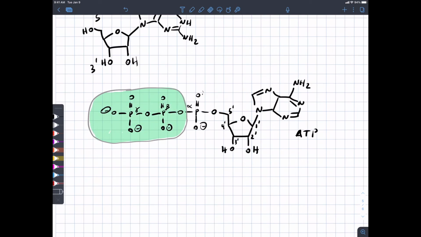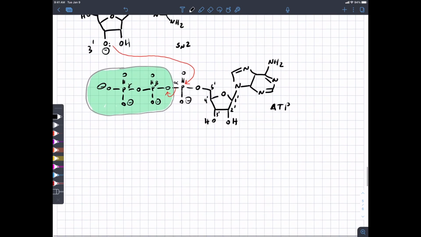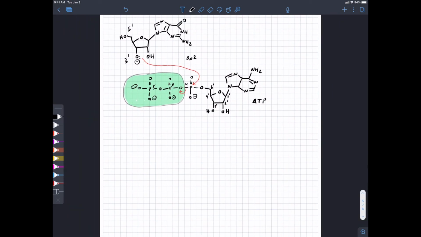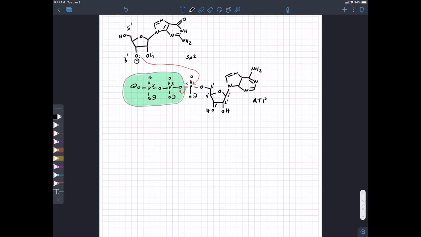We're going to have a base from the enzyme remove a proton from the 3' hydroxyl group. And I'm going to show this mechanism as though it were SN2, where the oxygen here attacks the phosphorus, and then we break this pyrophosphate linkage, which is unstable, and the leaving group leaves. Okay? So what are things going to look like once we do that?